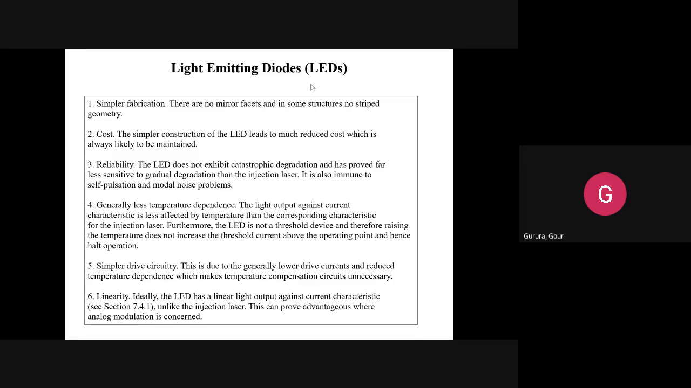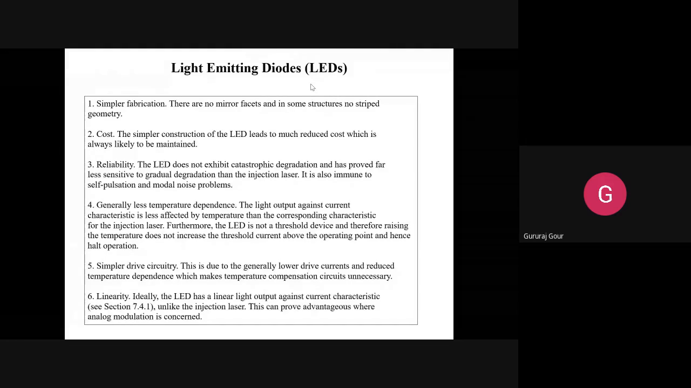Cost: the simpler construction of the LED leads to much reduced cost. Maintenance is very easy, and reproduction of optimal copies is much simpler with a reduced cost. Reliability: the LED does not exhibit catastrophic degradation and has proved far less sensitive to gradual degradation than the injection laser. It is also immune to self pulsation and modal noise problems.